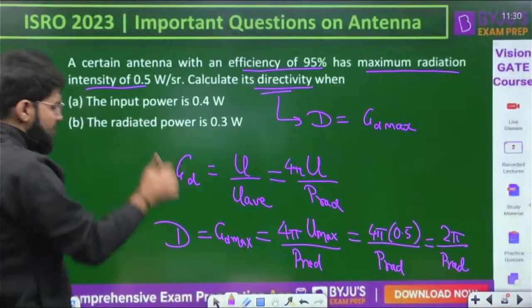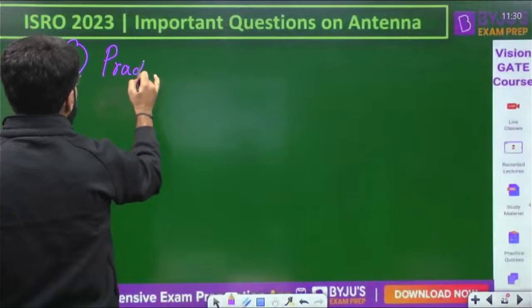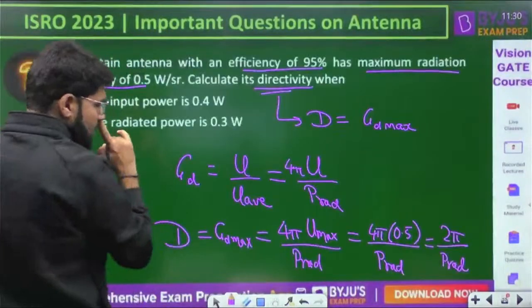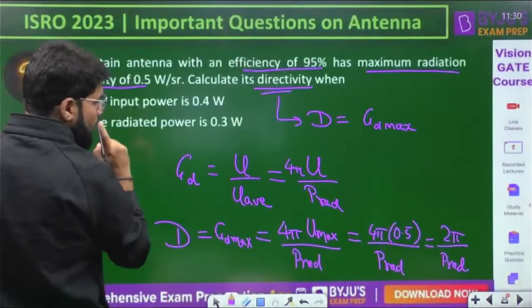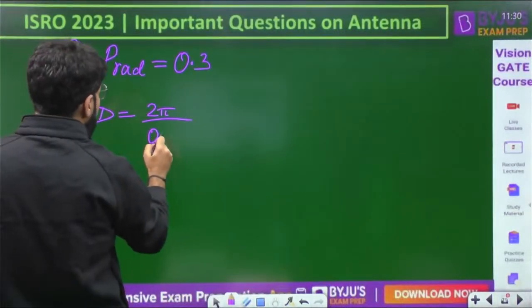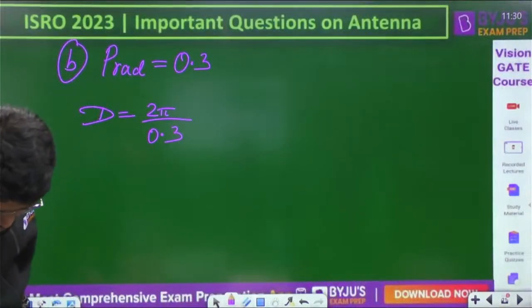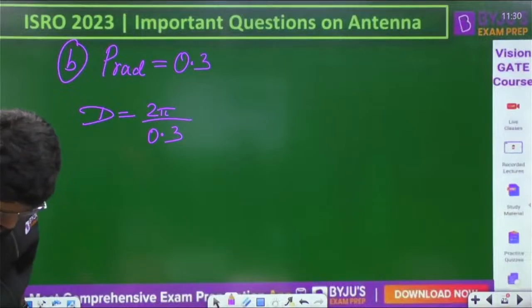In the first question we will make a little more effort, so if I go with the B part first, P rad is directly given to me. The power radiated by the antenna is 0.3. So what is the directivity? 2 pi divided by P rad, divided by 0.3. So what's going to be the answer? 20.94.